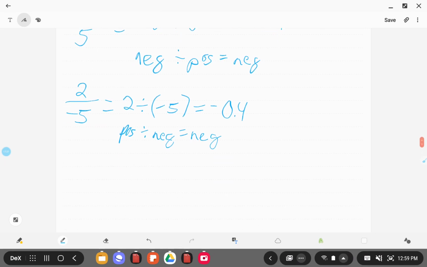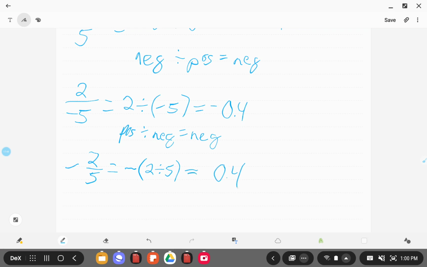All right, well, what about if the negative is not on the 2 or the 5, but outside of the fraction? What if it's negative 2 over 5? Well, then what that means is that the entire problem is negative. It's negative, I'm going to put parentheses, 2 divided by 5, which means that we're going to treat the 2 divided by 5 normally, and then we're just going to put a negative in front of it. Well, what's 2 divided by 5? 2 divided by 5 is 0.4, and now we're bringing the negative in front of it.